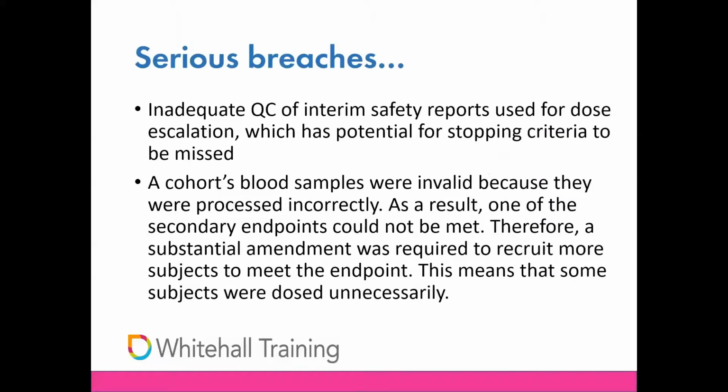Here's an example of a couple of things that would be considered to be serious breaches. Inadequate QC of interim safety reports used for dose escalation, and that's a serious breach because it has the potential for stopping criteria to be missed. Another one is a cohort's blood samples being invalid because they were processed incorrectly. The knock-on effect is that one of the secondary endpoints couldn't be met. Therefore, a substantial amendment is required to recruit more subjects to meet that endpoint, and this means that inevitably some of the subjects are going to have been dosed unnecessarily.